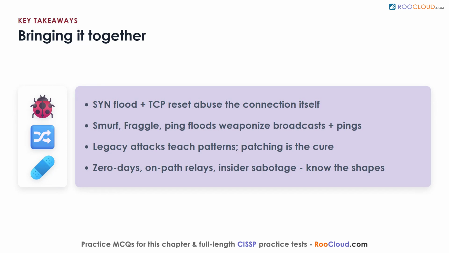0 days exploit unknown flaws. On-path attackers relay and rewrite traffic, and sabotage strikes from trusted insiders. Recognize these shapes, and the countermeasures follow.